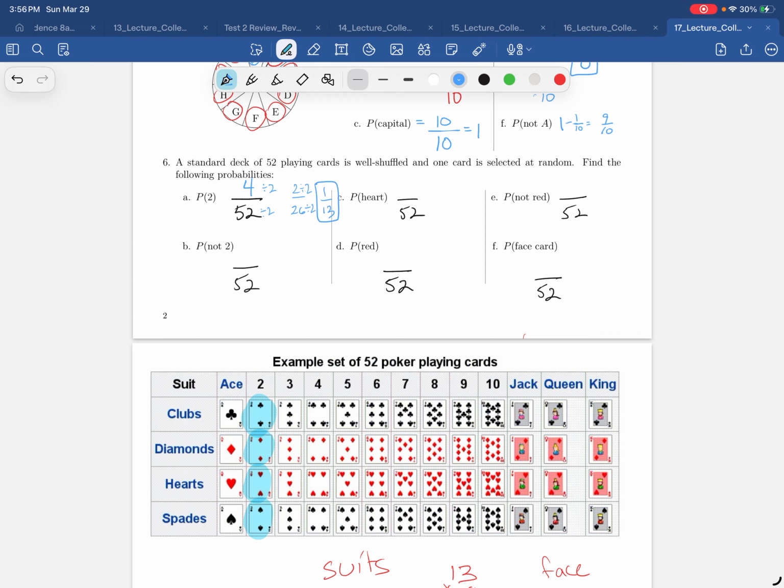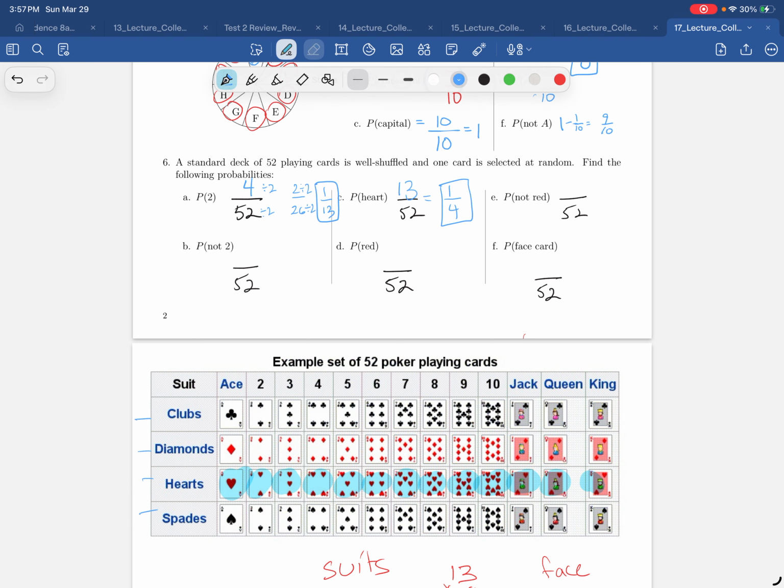Next, let's look at the probability of a heart. Well, if I count the number of hearts that I have, that would be 1, 2, 3, 4, 5, 6, 7, 8, 9, 10, 11, 12, 13. Of course there's 13. I just got done telling you that there's 13 of each suit. So there's 13 out of 52. And yes, if you were to put this in your calculator, you'll get 0.25 or 1/4. And that should kind of make sense because we have 1, 2, 3, 4 possibilities, clubs, diamonds, hearts, and spades, and they're all equally represented, so 1 out of 4.